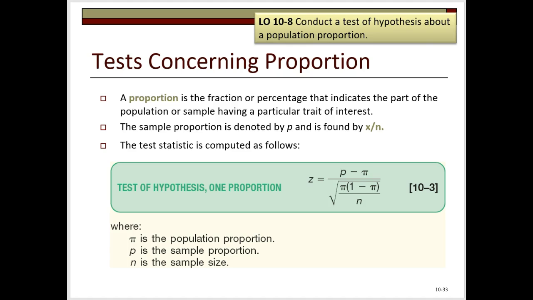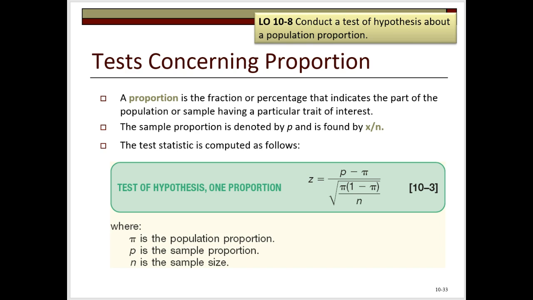In the next few slides, we show how we conduct hypothesis tests on a population proportion. We define a proportion as the fraction or percentage that indicates the part of the population or sample having a particular trait of interest. The sample proportion is denoted by p and is found by dividing x by n.